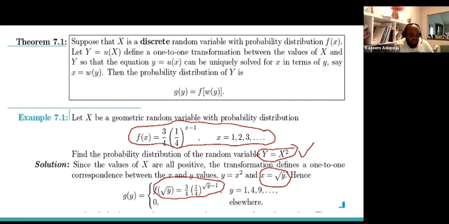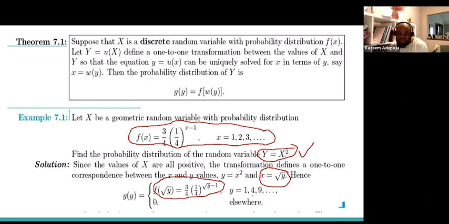You're going to plug in the square root of y, and you need to also define the state space for y. Initially the state space for x was 1, 2, 3, right? And now how am I going to get the state space for y? I'm actually going to make use of this relationship. When I plug in 1, 1 squared is going to be 1. 2 squared is going to be 4. 3 squared is going to be 9. Do you know we're already done?